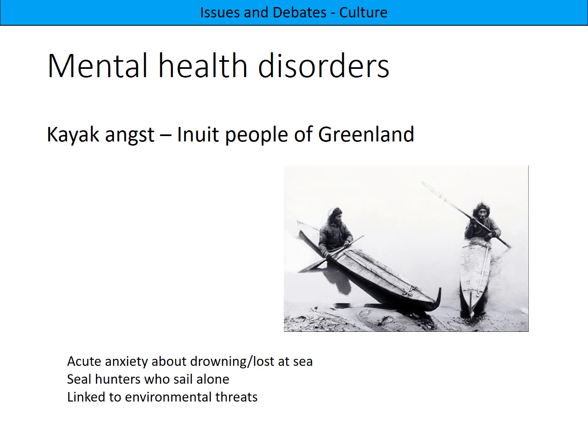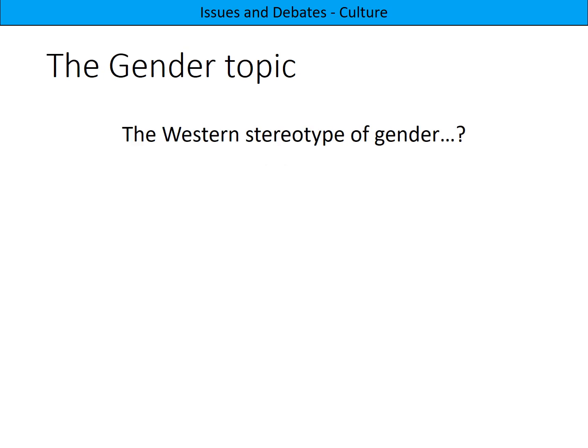Symptoms that you might see if you visited someone with kayak angst in Greenland would be an acute anxiety about drowning or being lost at sea. This is because a lot of them are seal hunters who sail alone. I've given you a picture on the right-hand side so you can see how they sail and how they fish. This is linked to environmental threats. So here we're taking into account the idea that this isn't a worldwide phenomenon, it's not a worldwide disorder, and it does seem to be constrained to this small group of people in Greenland.